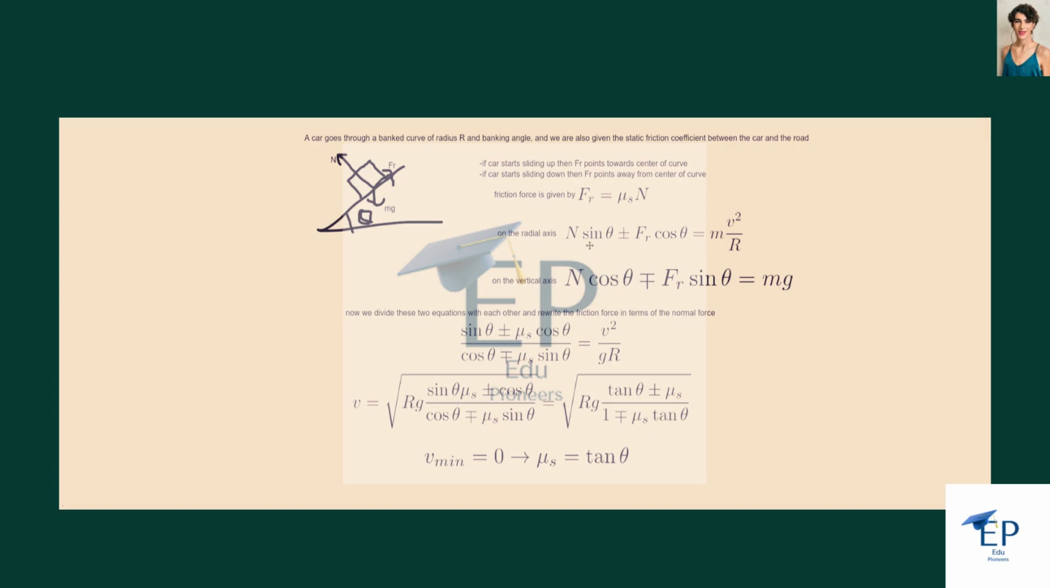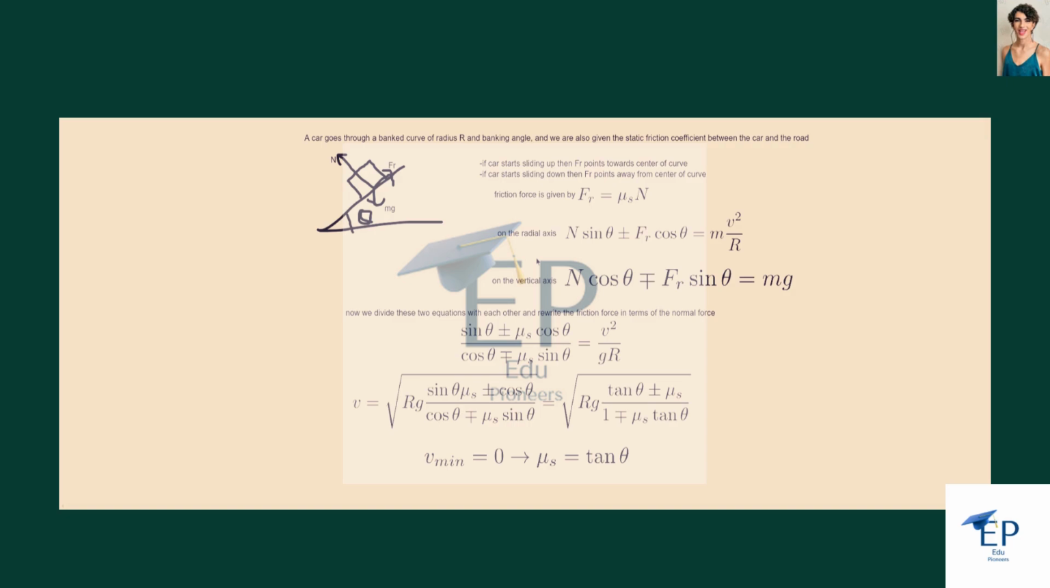First we have N sine theta plus or minus friction force cosine theta. We do this to be able to consider both cases. A plus means that the car is sliding up, and a minus means that the car is sliding down. That's going to be equal to m v squared over r. And on the vertical axis, we have something very similar, just the sign is flipped. Now it's a minus plus, and it's going to be equal to the weight of the car.